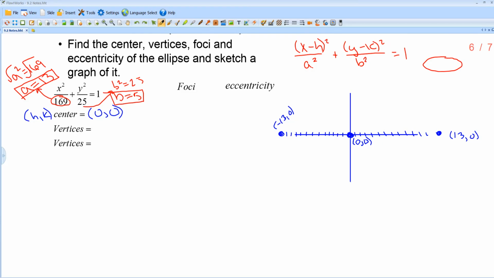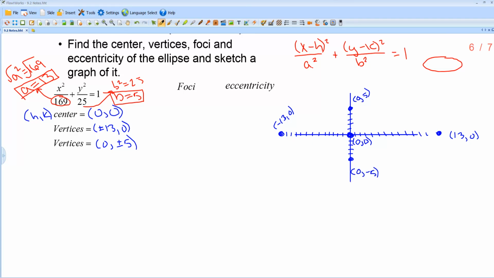It was better before. The b value tells you how far you move along your minor axis. So starting at 0, 0, I'll go up 1, 2, 3, 4, 5, and have 0 comma 5. And down 1, 2, 3, 4, 5, and have 0 comma negative 5. Those are our vertices, by the way. So we have plus or minus 13 comma 0, and 0 comma plus or minus 5.